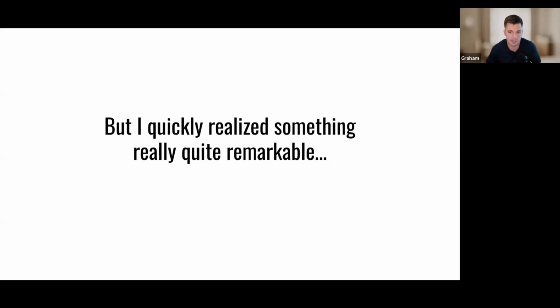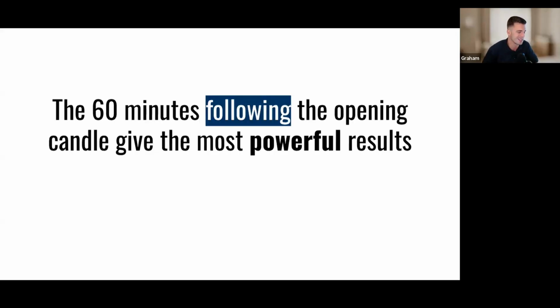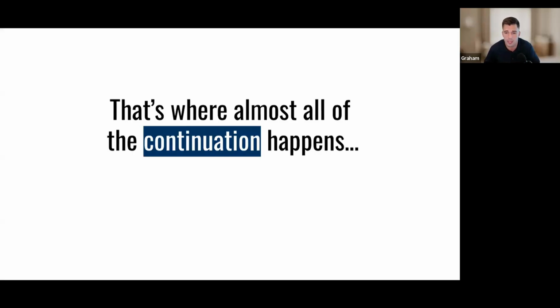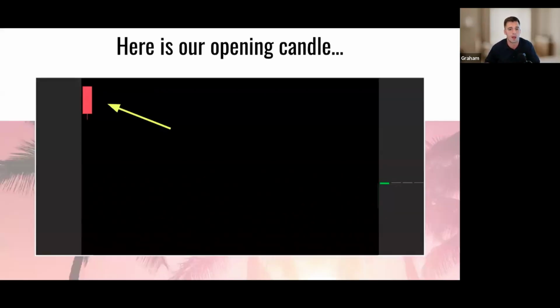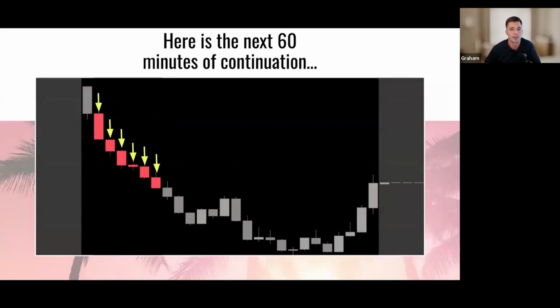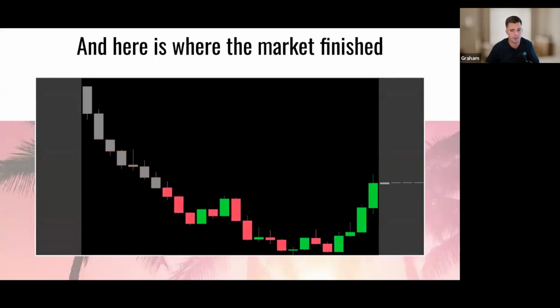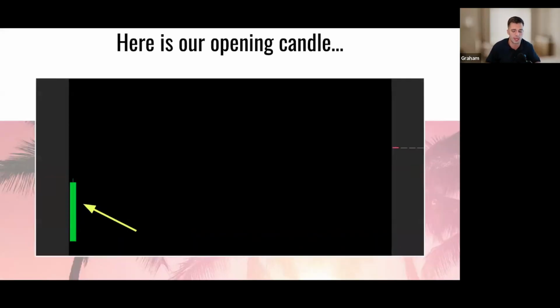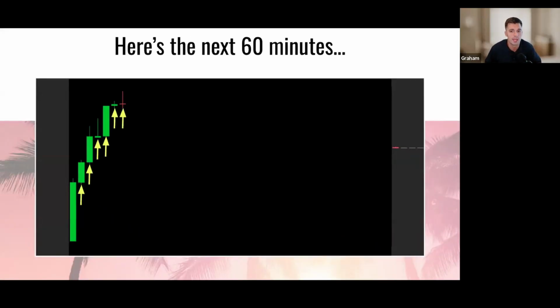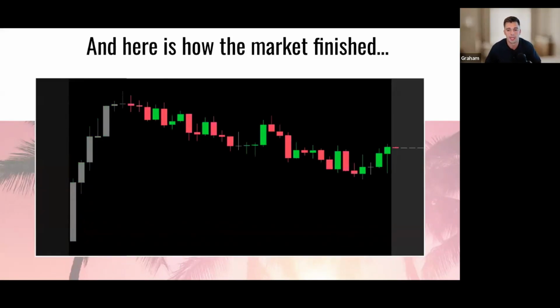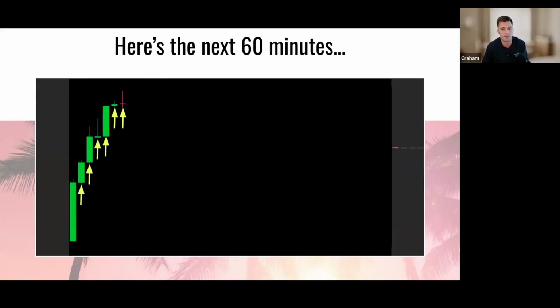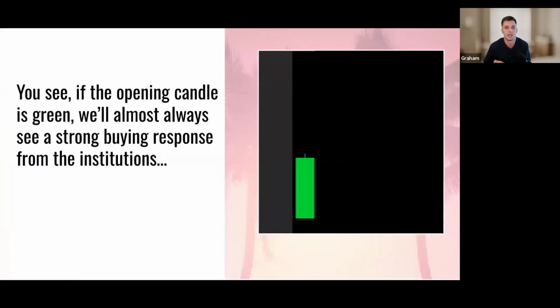But we quickly realized something really remarkable. The 60 minutes, the morning following the opening candle, gives us the most powerful results because that's where most of the market continuation happens. So again, red candle typically means down day. In the first hour here, you can see the continuation. And then from there on, it doesn't really matter to us, but in this case, it chugs sideways. Same thing on the upside. Green candle, typically green day. And there you can see the continuation, and that's where the markets finish. It didn't follow through the rest of the day, but the morning was where the money was made.